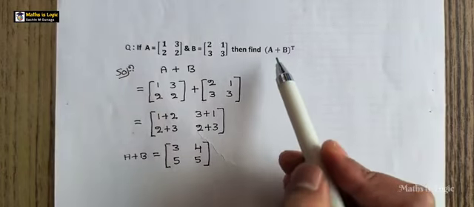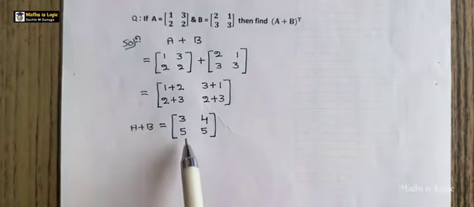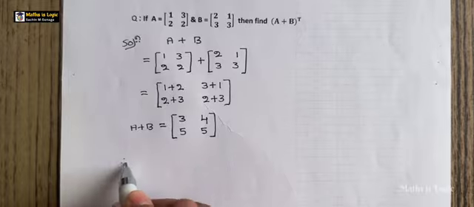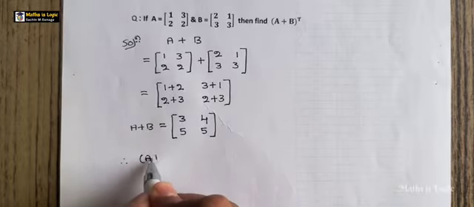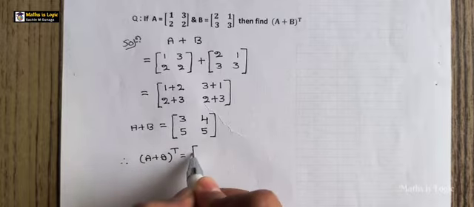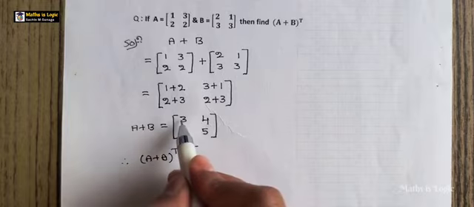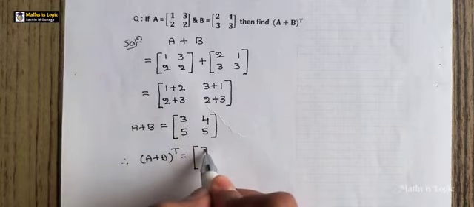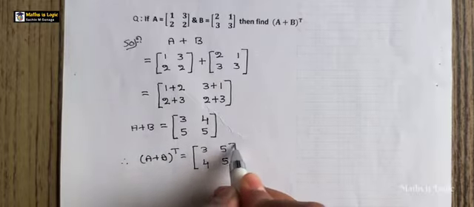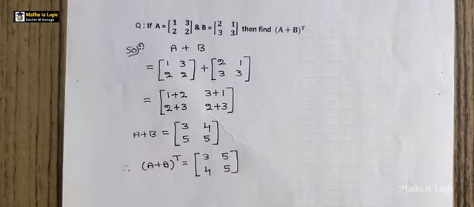But in the question what is given, we need to find out (A plus B) whole transpose, means transpose of this matrix. Already I told you how to take the transpose. Therefore (A plus B) whole transpose is equal to, transpose means we need to interchange rows in terms of columns. Therefore I am going to write first row as a first column and the second row as a second column. So this is the answer of (A plus B) whole transpose.